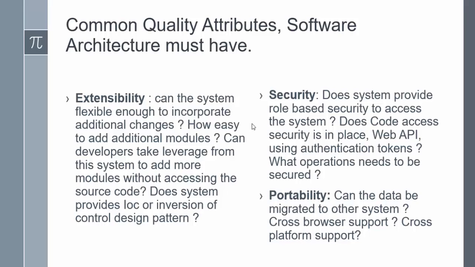Then, last is portability. Can the data be migrated to another system, or is cross-browser support added? Like if the website is running on Google Chrome, it should run exactly the same way on Internet Explorer or Microsoft Edge or Opera browser or Macintosh Safari browser. So this is also an important point, portability, that the software architect should consider.